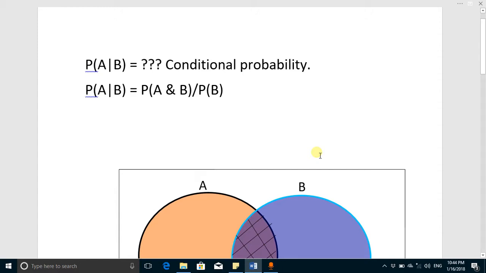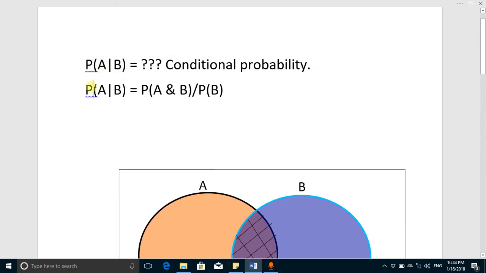Dear listeners, today we are going to discuss some basic theorems of probability. So first of all, we see the conditional probability, and that is probability of A given B. So let's see how we derive the formula for conditional probability.